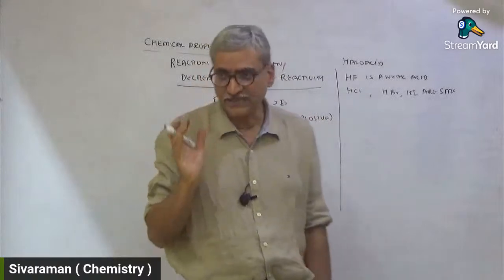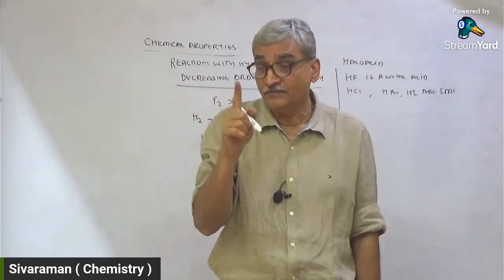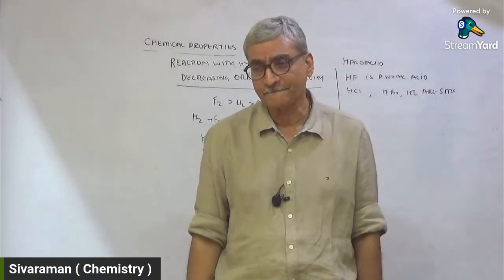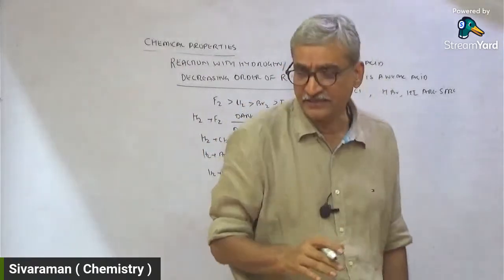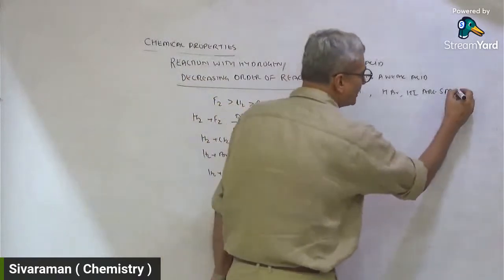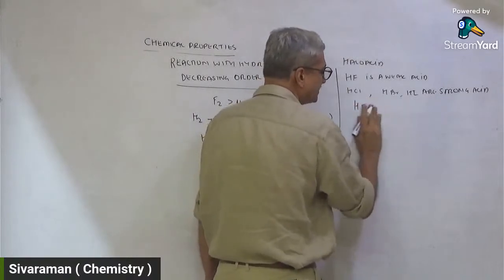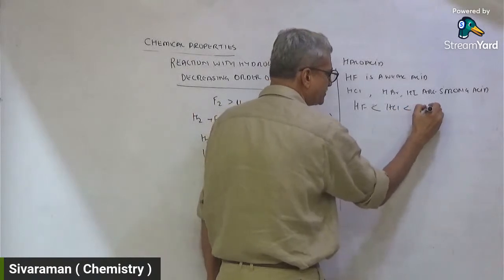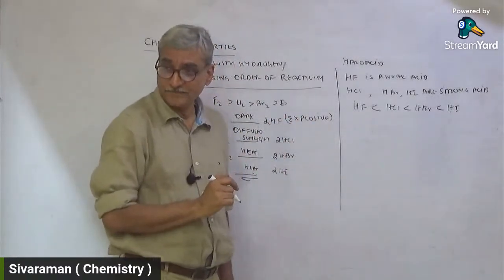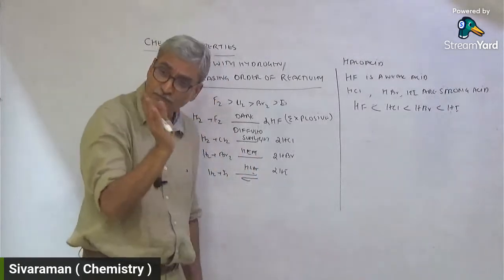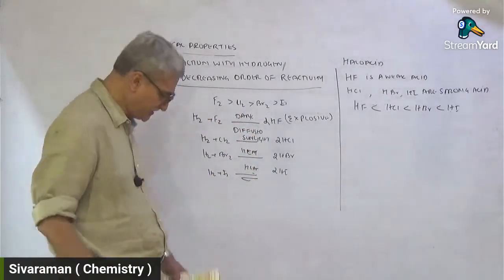Sometimes students think weak acid means it is less reactive. It just dissociates incompletely. But in terms of corrosive nature, the most corrosive is HF. Corrosiveness is a very different chemical property compared to acidity. HCl, HBr and HI are strong acids, meaning they dissociate completely. So acid strength is HF less than HCl less than HBr less than HI. But HF is the most corrosive. That is a different property on its own and has nothing to do with dissociation. As far as dissociation is concerned, HF is a weak acid.